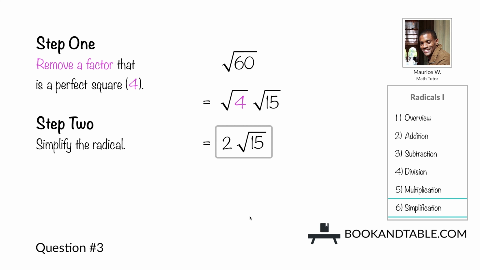Question number 3, the square root of 60. Step 1, remove a factor that is a perfect square. So two factors of 60 are 4 times 15. 4 is a perfect square as we know, so we use that, giving us 2 radical 15.